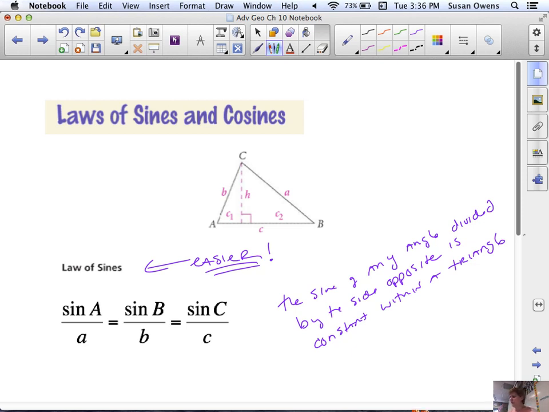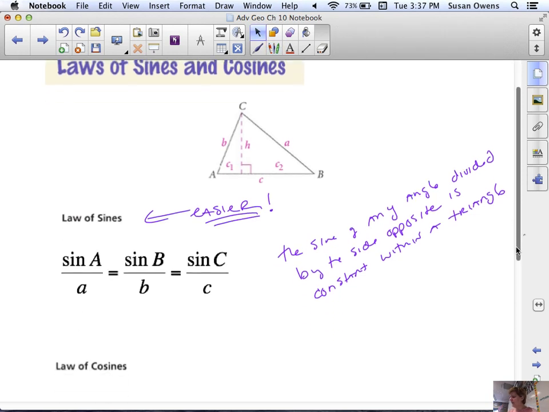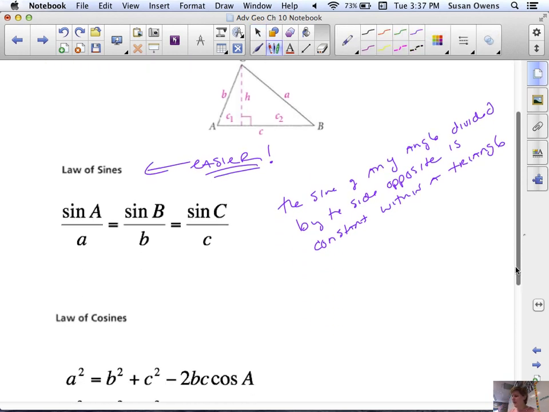One thing that really helps students is to know when to use this one. Use this anytime you have a side and an angle pair. Use it anytime you know an angle and side opposite pair. And I'll do an example to show you what I mean by that.